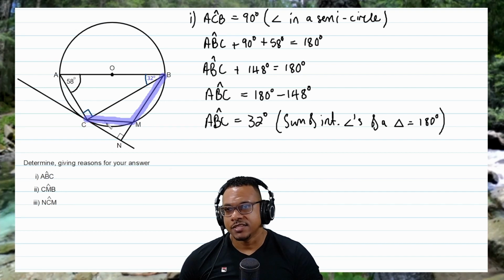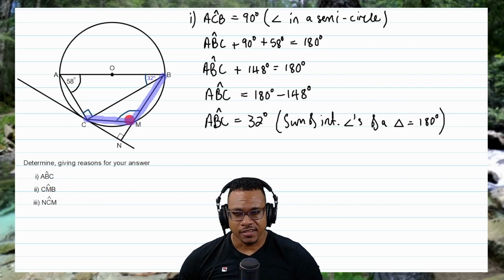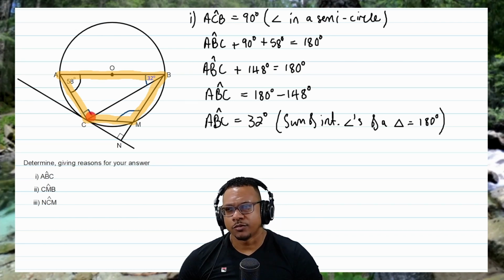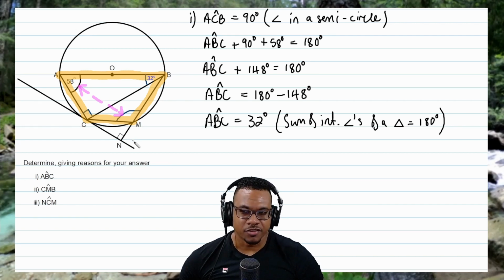So part 2, they want us to find the magnitude of angle CMB. So that's C to M to B. So that's this angle right here. So what I'm noticing about finding this angle CMB is that what we have is a cyclic quadrilateral, a 4-sided shape where all 4 vertices touch the circumference of the circle. And therefore the opposite angles of a cyclic quadrilateral are supplementary.